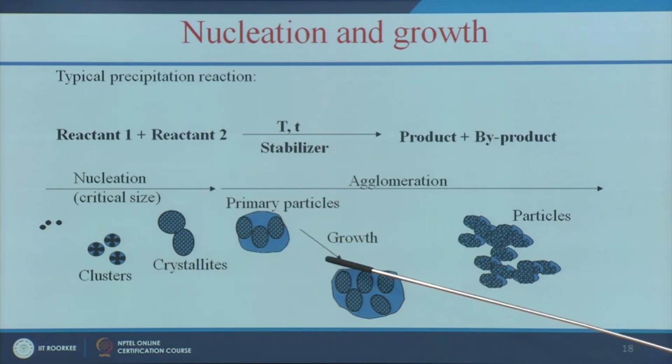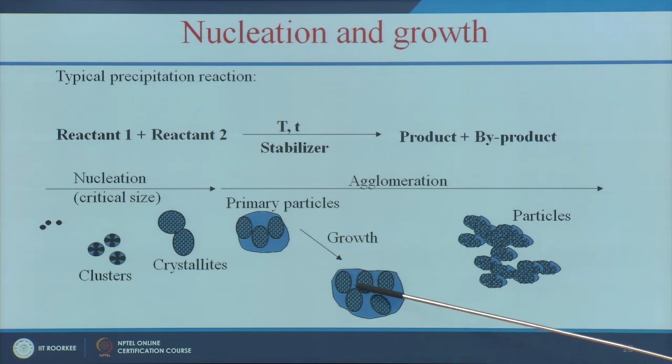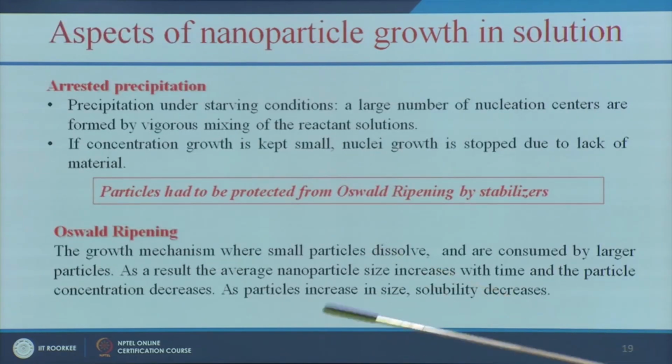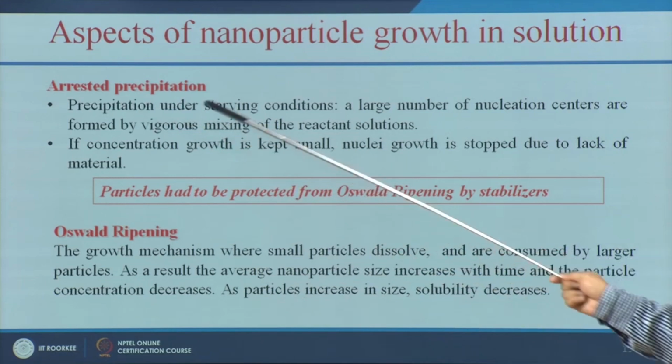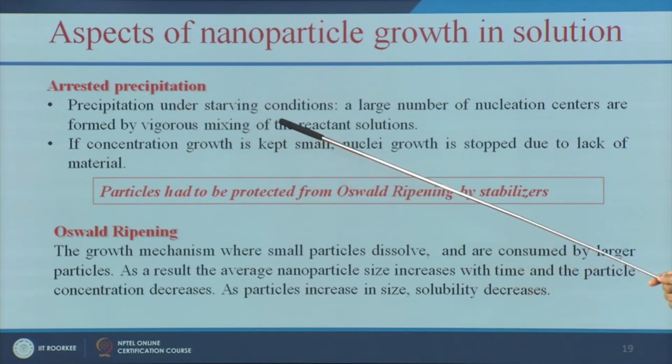So, these primary particles combine and start growing. So, we have to stop the growth, otherwise what happens is all the particles combine and grow into a very big size particle, that is agglomerated particle, which is not useful. We need small size particles for our applications. So, how can we achieve that? By arrested precipitation method. What is arrested precipitation?